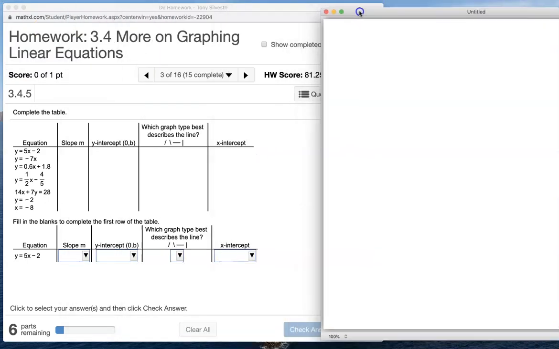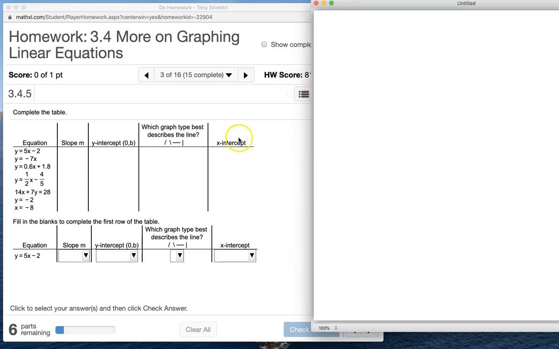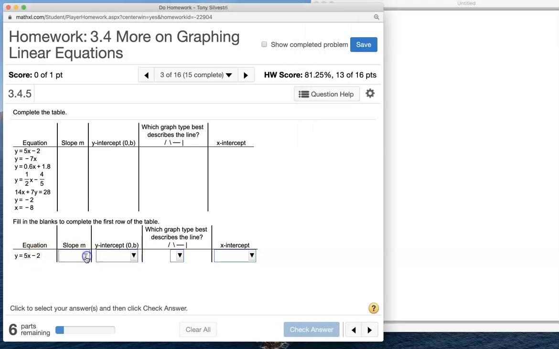Okay. Hey, there's worse things in life. All right. Hey, let's do this. I don't think it's all that bad. All they want you to do is say, well, if y equals 5x minus 2, what do you think the slope is? The slope is the number in front of the x if it's in that standard form. Oh, put it in here. 5. Y-intercept. 0, comma, negative 2.